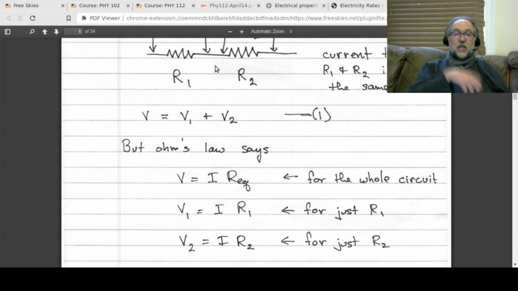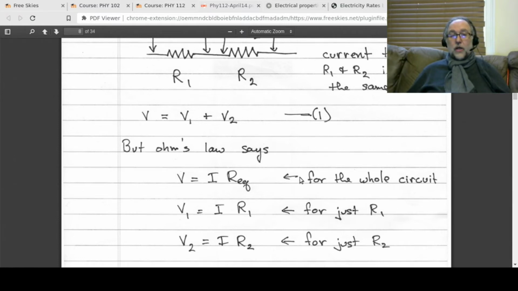So since charge can't build up, and electrons don't just appear out of nowhere, whatever flows into R1 has to also flow into R2. Or, probably a better way to say it, whatever flows through R1 will also have to flow through R2. Otherwise, you have a buildup. So you can apply Ohm's law to the two resistors independently of one another or together, and keep in mind that the current is the same.